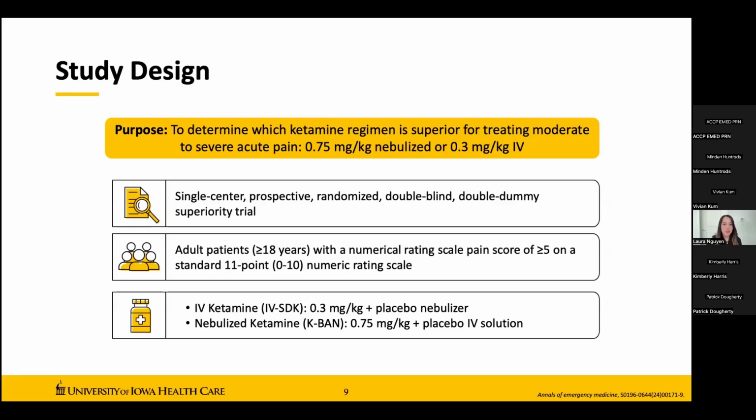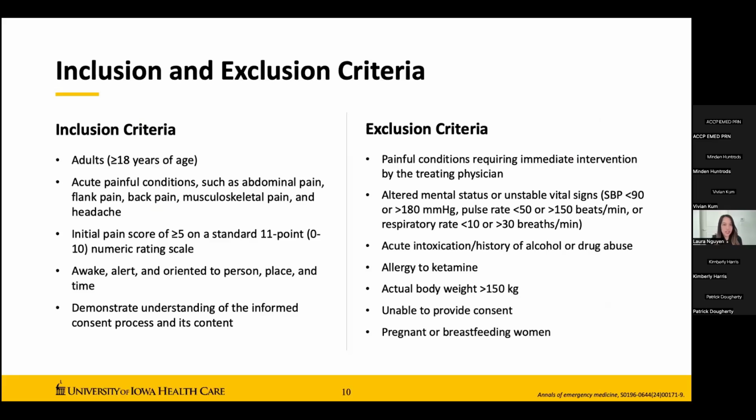And similar to the previous study that we went over, they included adult patients with a numerical rating pain score of greater than 5, and patients were either randomized to receive IV or nebulized ketamine. So for the patients, they included adults greater than 18 years old with acute painful conditions such as abdominal pain, flank pain, back pain, musculoskeletal pain, and headache. And patients needed to have an initial pain score of greater than 5, and they had to be awake, alert, and oriented to person, place, and time, and demonstrate understanding of informed consent and its content.